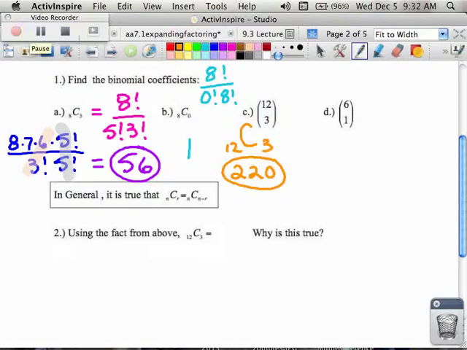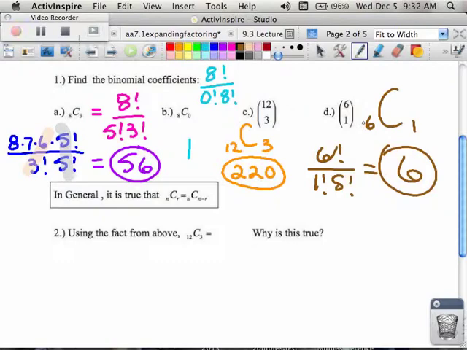In letter D, I see 6 and then a 1 in this parentheses thing. This again means the same thing as 6C1. If you were to actually write it out, you would see 6 factorial over 1 factorial, 5 factorial. And if you work that out, you find out you get 6. In fact, anything C1 will always be the thing on the left of the C. So if you look to the left of the C and you see something on the right of the C and it's a 1, the answer is always the number on the left.